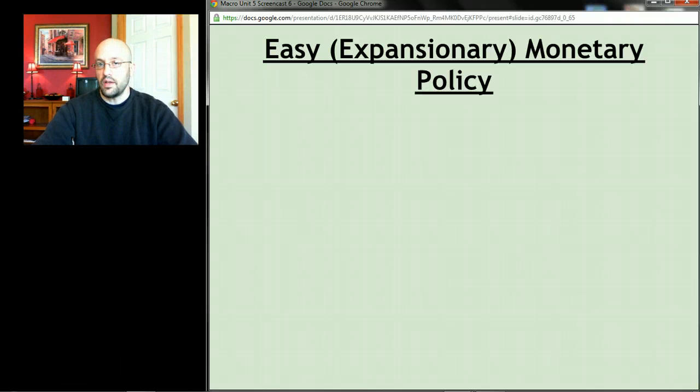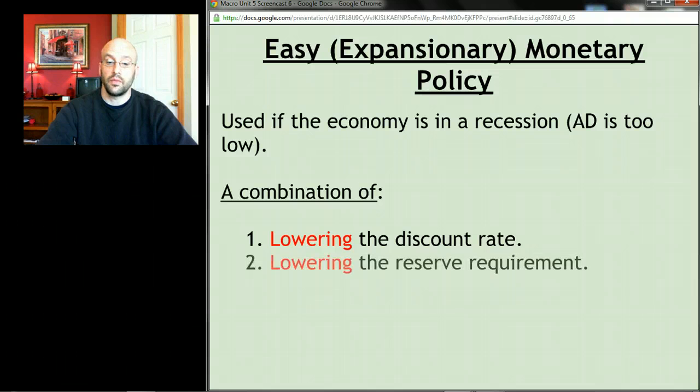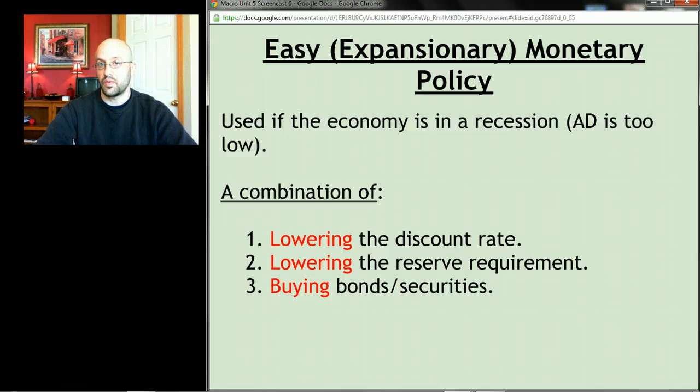So let's take a look at the two kinds of monetary policy, and these are going to mirror the kinds of fiscal policies that we've seen, either expansionary, trying to move AD to the right, or contractionary, trying to move AD to the left. Expansionary monetary policy would be used in the same instance that expansionary fiscal policy would be used, if the economy is in a recession, if aggregate demand is too low. It would be a combination of using those three tools in a specific way, lowering the discount rate, lowering the reserve requirement, or buying government bonds, government securities. Any of those things would increase the excess reserves of banks, allowing them to lend more money and increase the money supply.